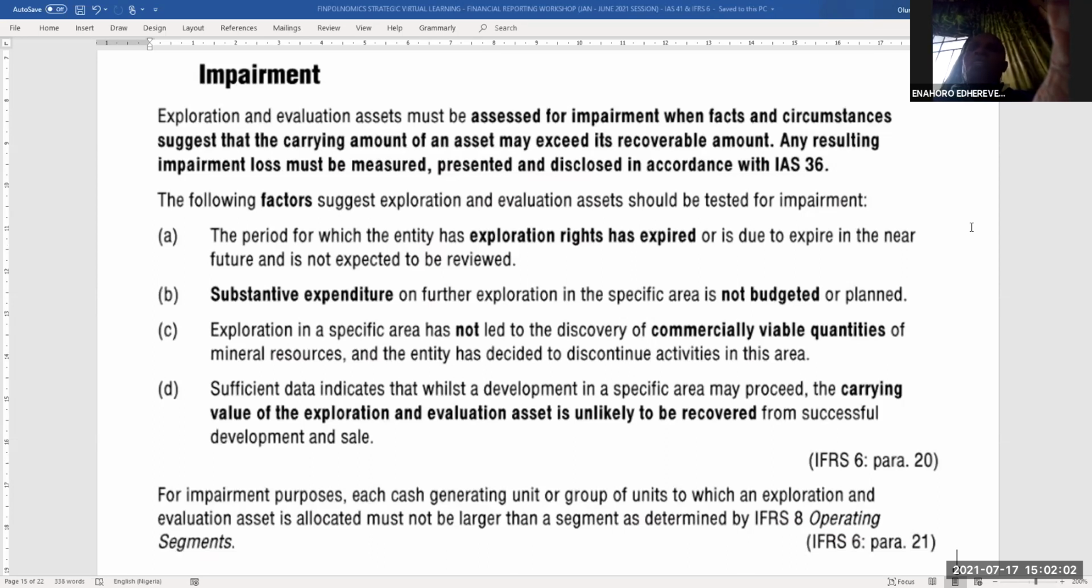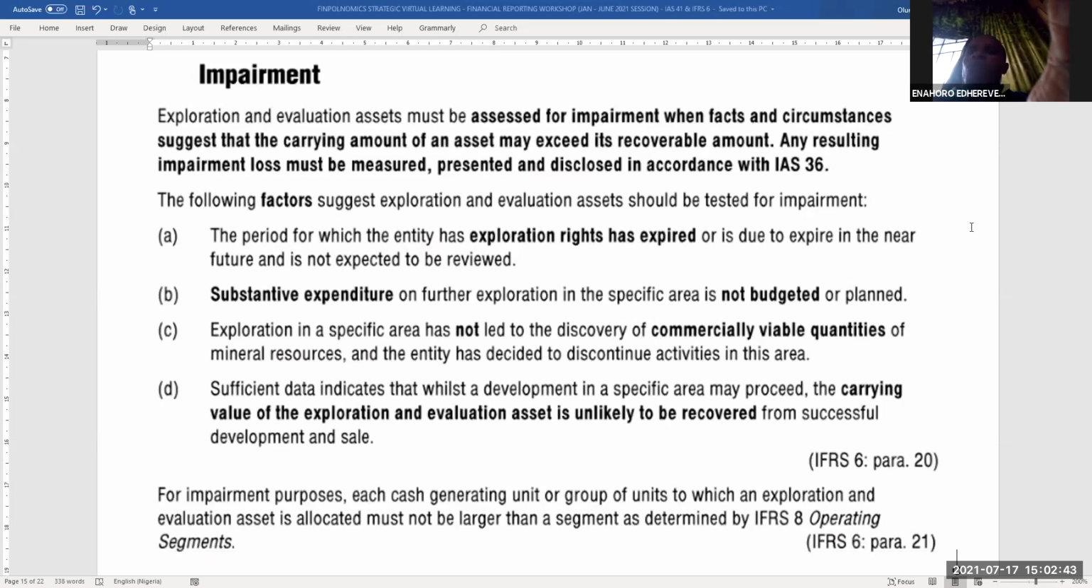B, substantive expenditure on further exploration in the specific area is not budgeted or planned. C, exploration in a specific area has not led to the discovery of commercially viable quantities of mineral resources, and the entity has decided to discontinue activities in this area. D, sufficient data indicates that whilst a development in a specific area may proceed, the carrying value of the exploration and evaluation asset is unlikely to be recovered from successful development and sale.